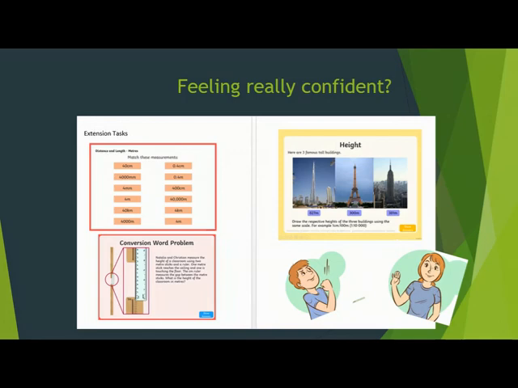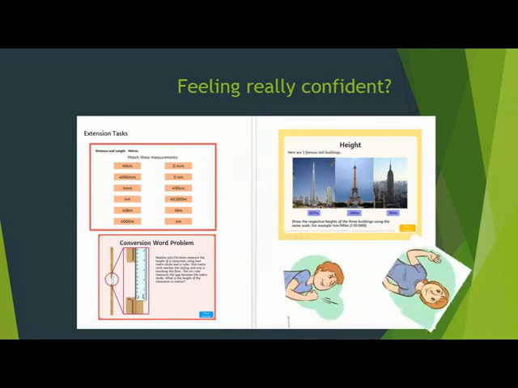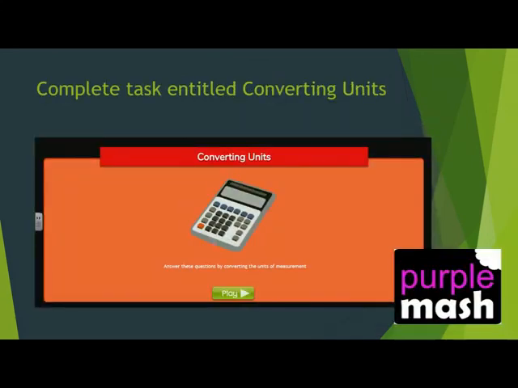The first extension task is matching the measurement. The next one, you have to read the problem and solve it. And the third, you are going to be drawing those buildings to scale using what you know about conversion. Well, not to scale, but on a scale. So once you've done all that, if you still want to continue, you can complete the task entitled Converting Units on Purple Mash.